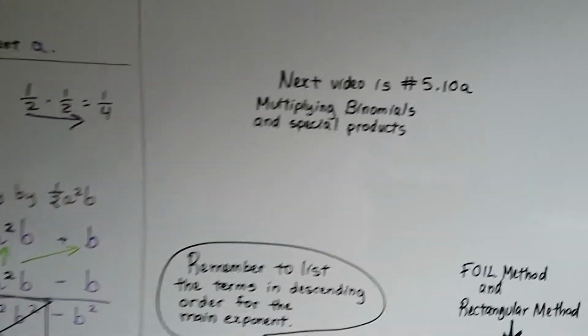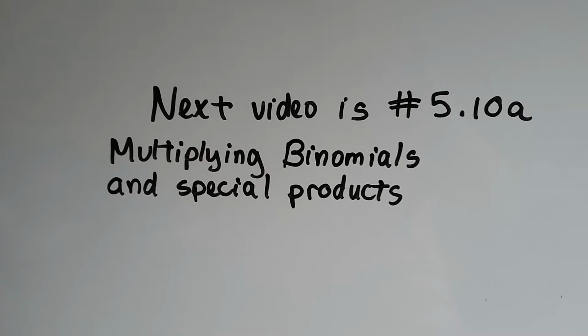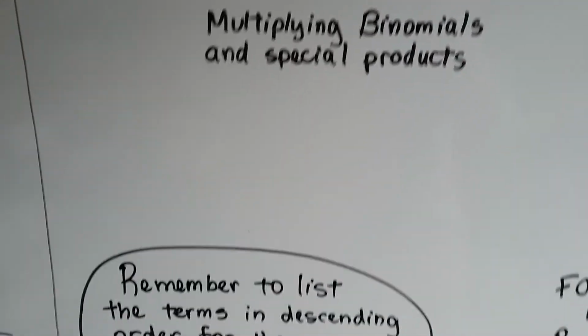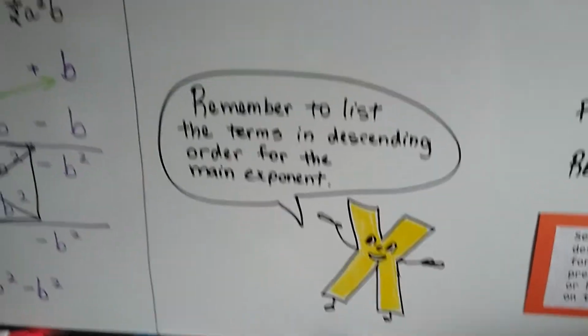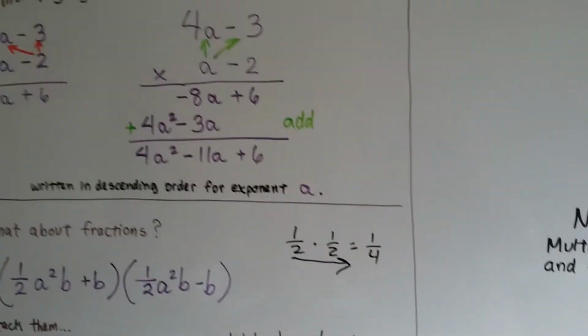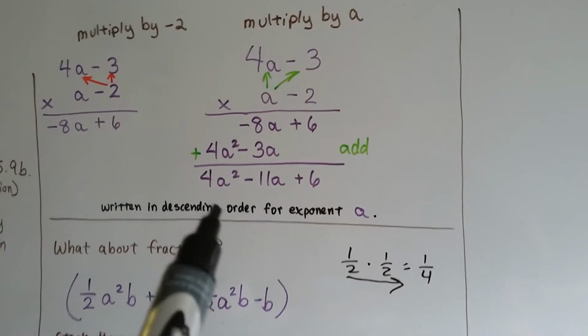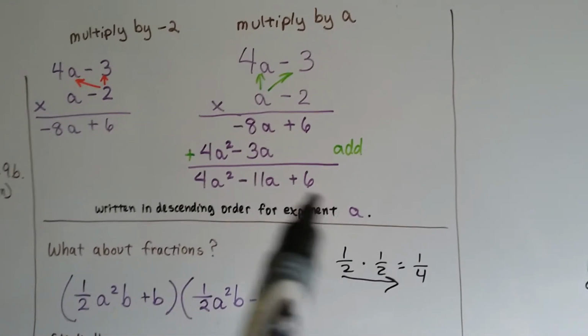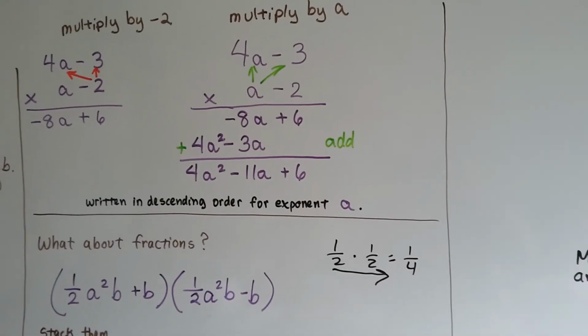Our next video is number 5.10a, and we're going to talk about multiplying binomials and special products. Just remember to list the terms in descending order for the main exponent. If this is a binomial or a polynomial for the variable a, then a is going to be listed in descending order with the largest, then the next smallest, next smallest, next smallest.